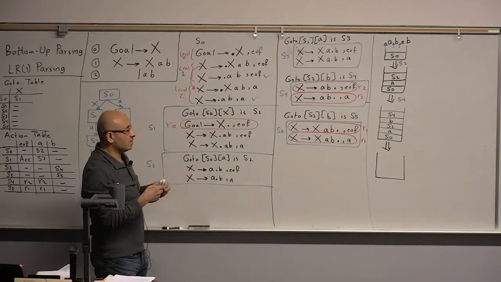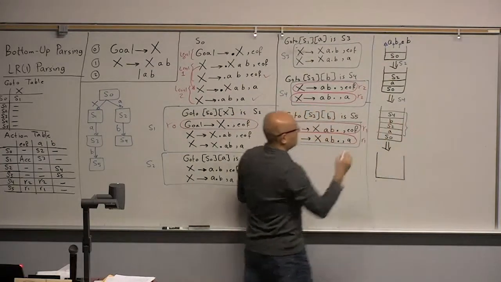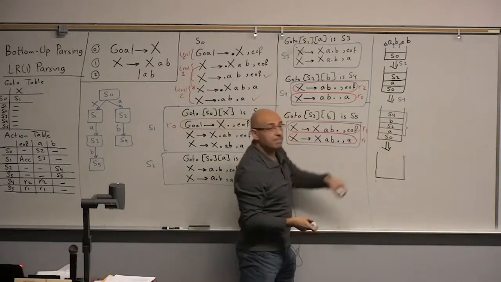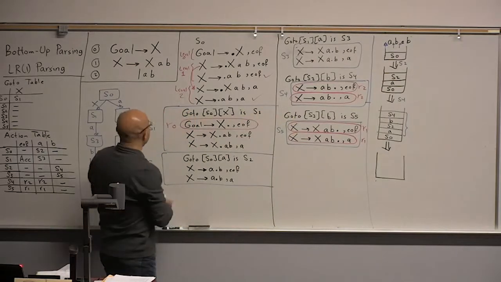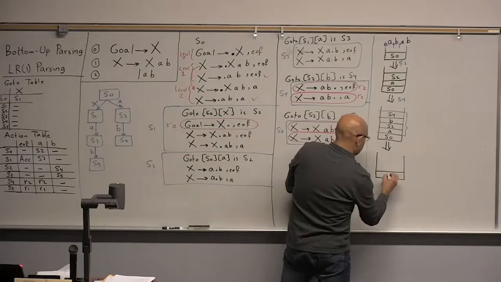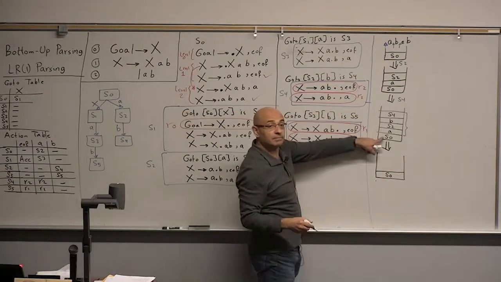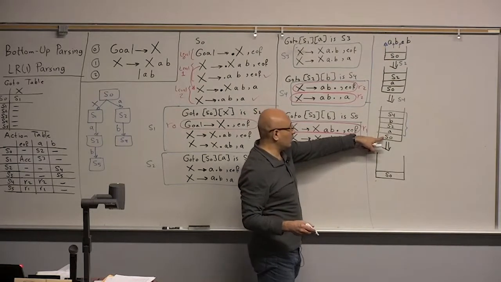How many entries? Sorry, 4. So we pop off all of this, because this is the AB that we are replacing. So we replace AB with an X. But before we replace it, we do the go-to relative to the S0.